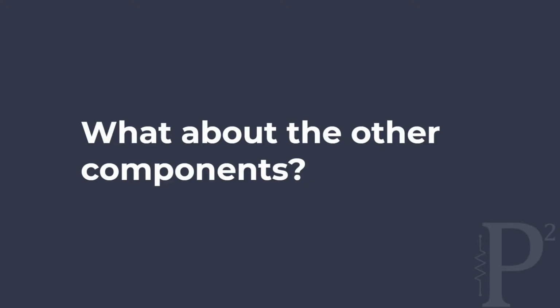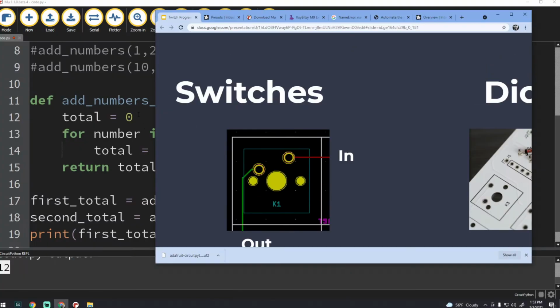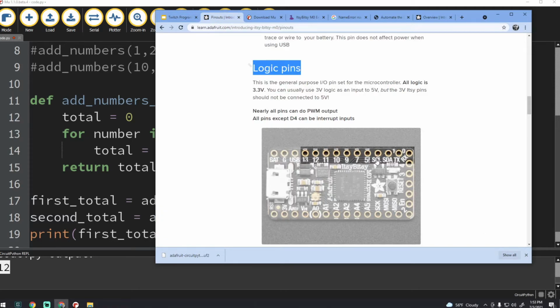I talked a lot about the switches, but what are the other components? This is a bit of an advanced topic: why are there diodes? I won't go too deep into it, but basically, if you can imagine, each switch would need a pin. Each mechanical switch, we need a pin to connect it to the itsy bitsy. And if you see, there's only a small number of pins.